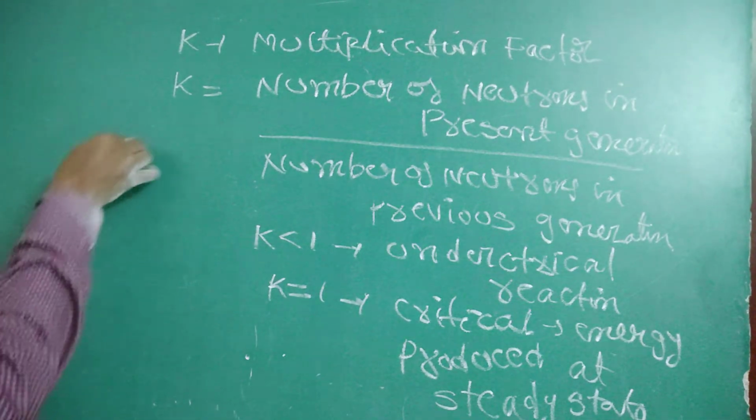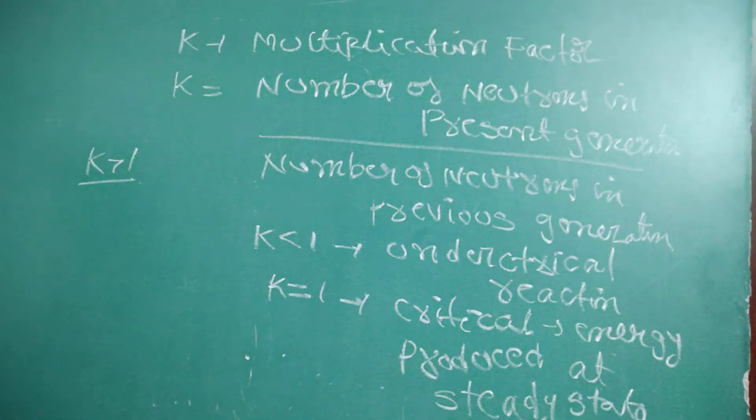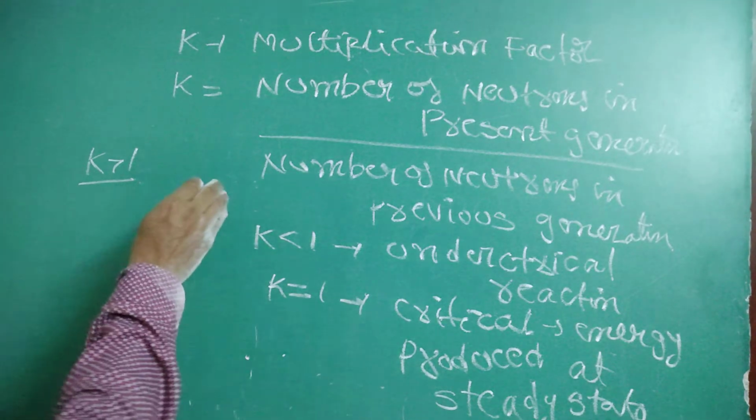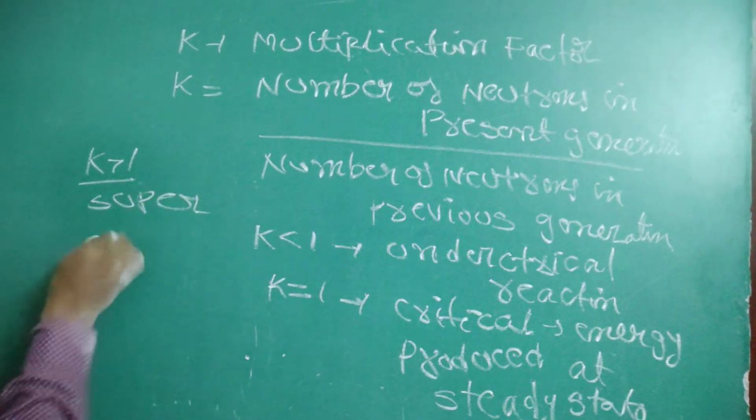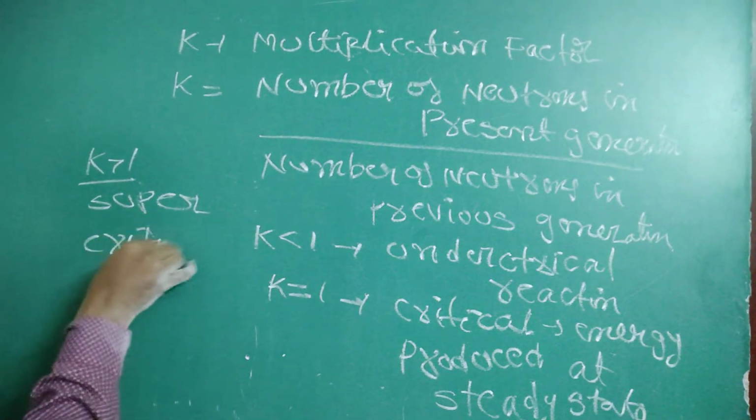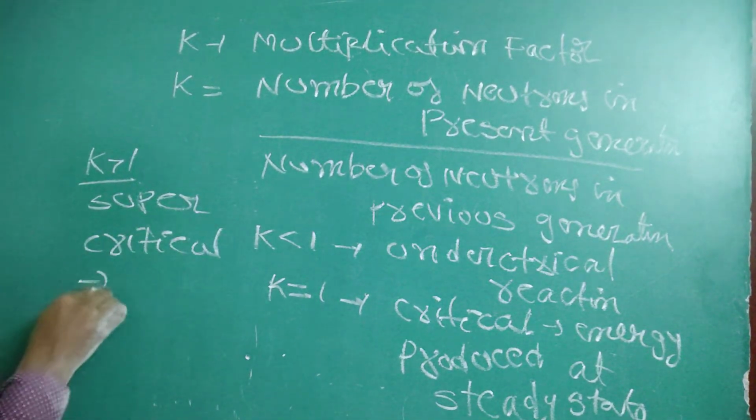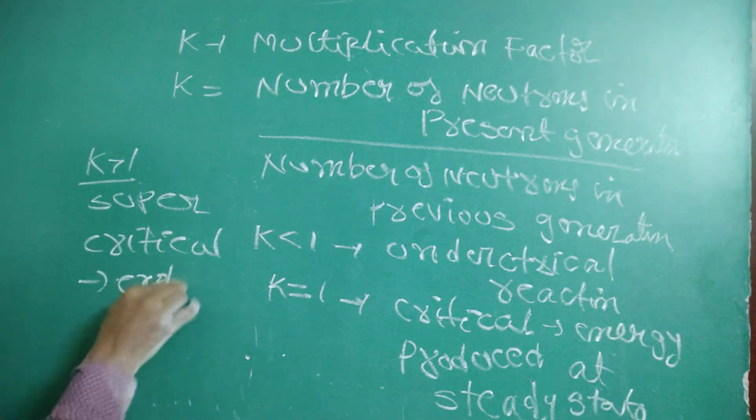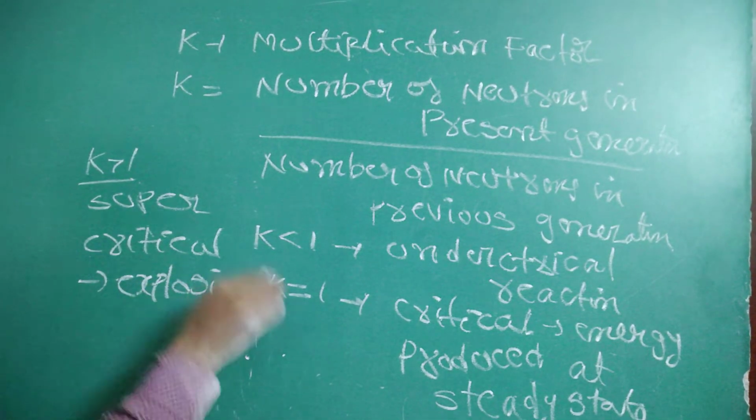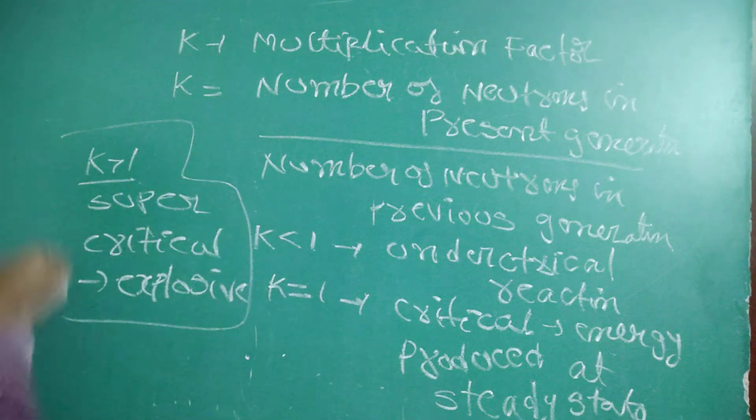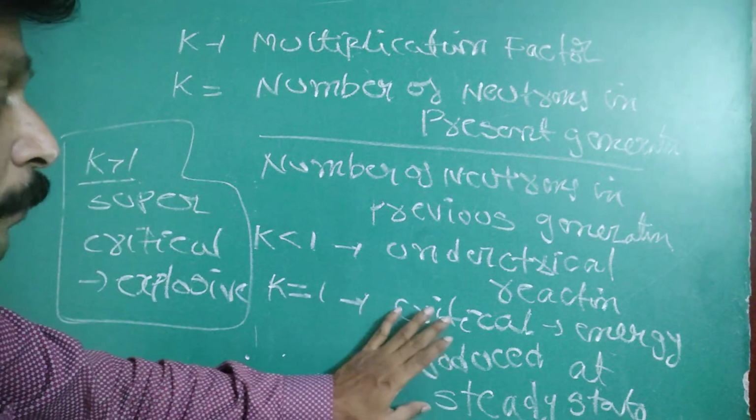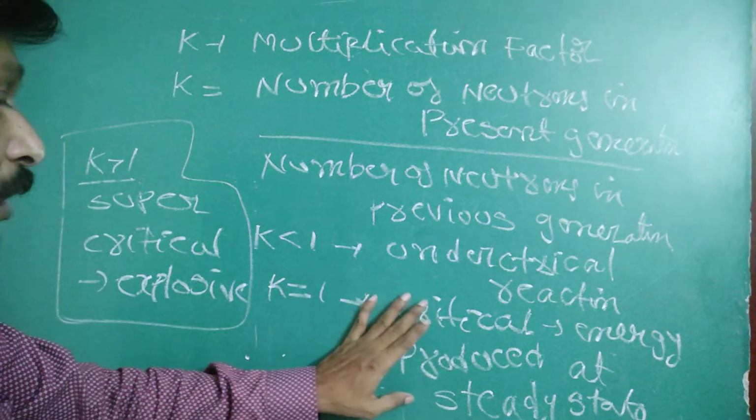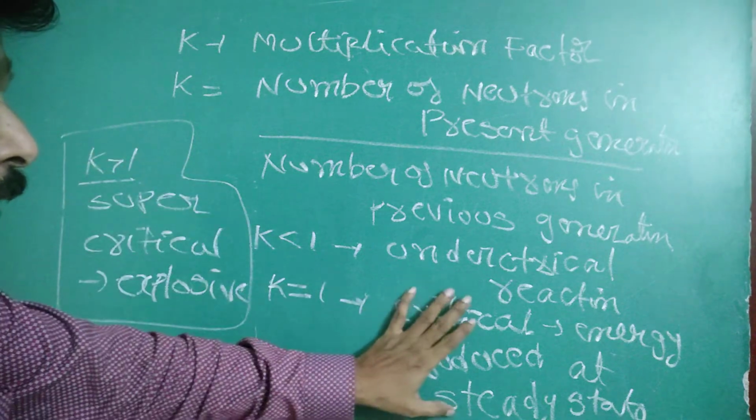If the K value is greater than 1, that state is called supercritical. The nature here is explosive. The nature of this explosion is not controllable. The explosive stage comes whenever K is greater than 1. The critical stage is possible to control to some extent. That is K equals 1, the critical stage.